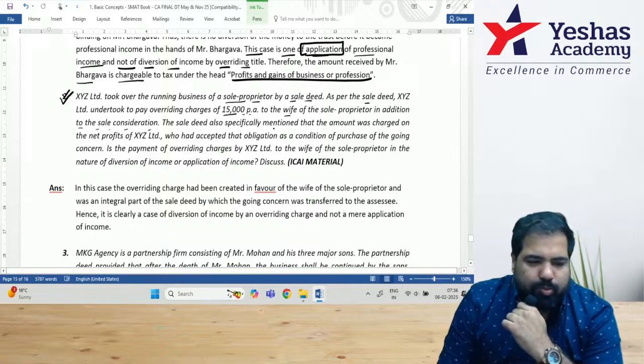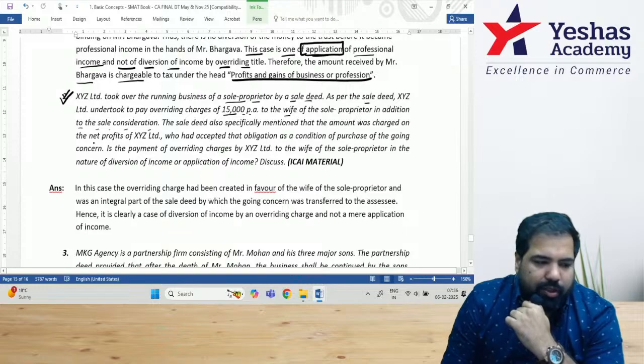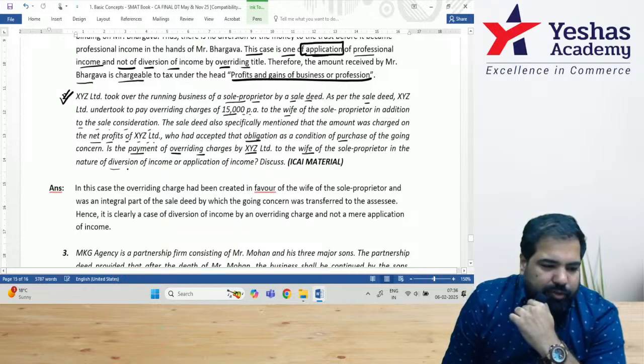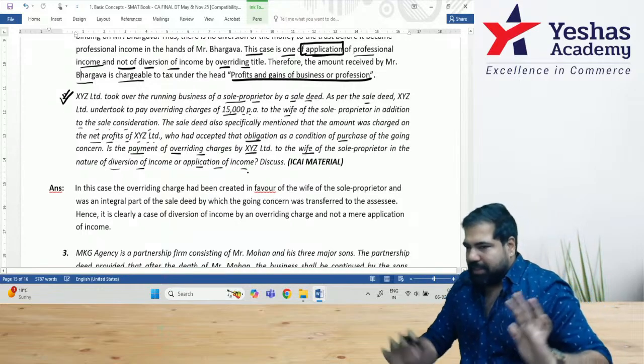The sale deed also specifically mentioned that the amount was charged on the net profits of XYZ Limited, who had accepted the obligation as a condition of purchase. Is the payment of overriding charges by XYZ Limited to his wife in the nature of diversion of income or application of income? Let's summarize this, guys.